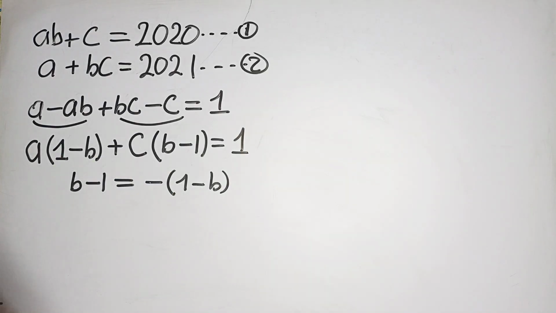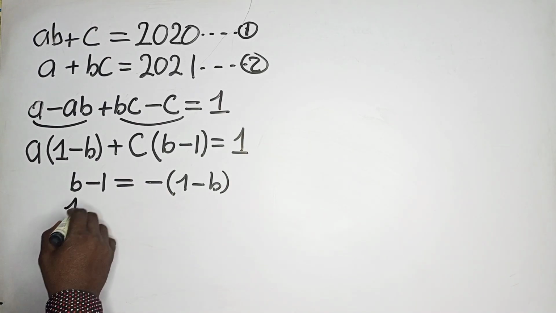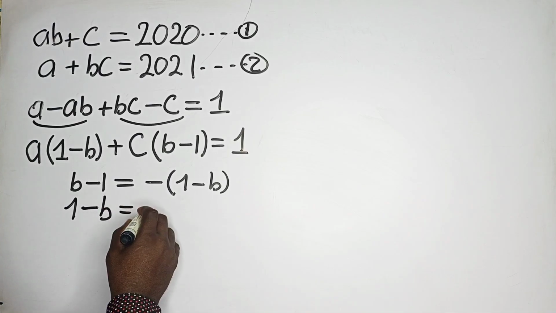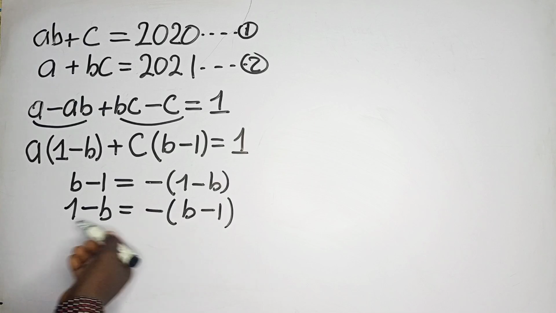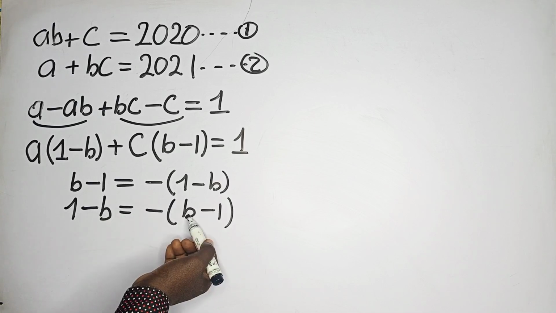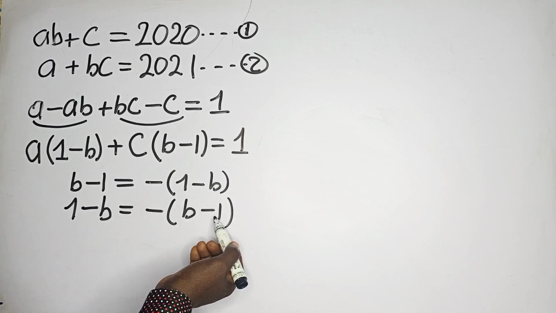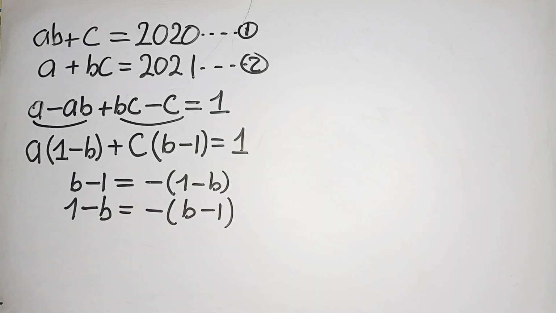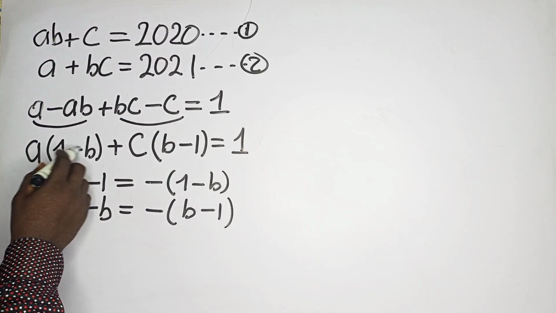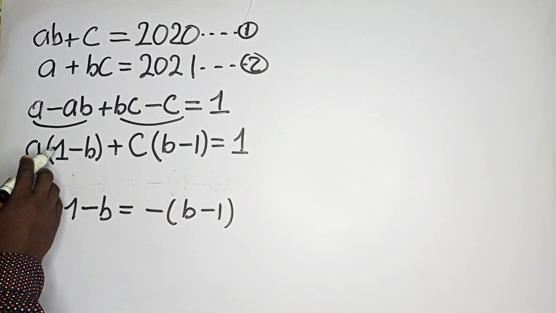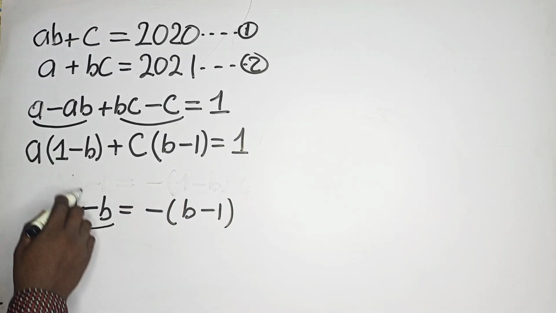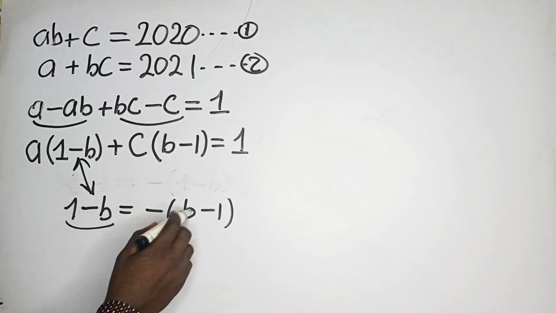Also, we know that 1 minus b is the same as negative into b minus 1. If you carry out the same check, you will see negative multiplied to b is negative b, and negative multiplied to negative 1 is positive 1. We want to have b minus 1 on both sides, so in the place of 1 minus b, we are going to write negative into b minus 1.